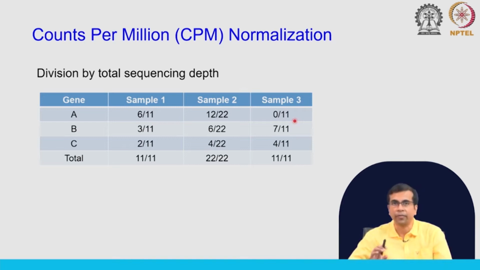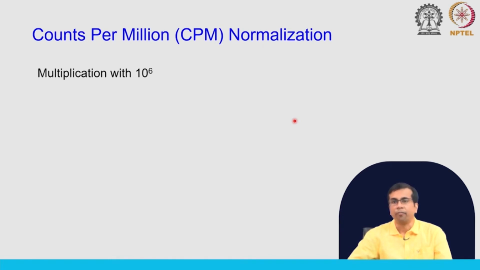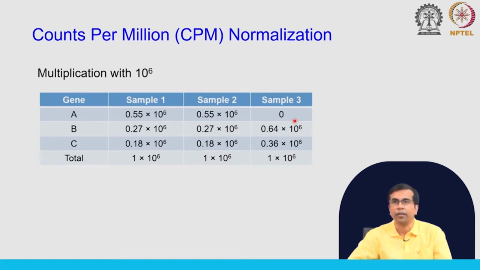This is just an example with a very small number of genes, and we do the same thing for real data sets where you have thousands of genes. Once we have divided, we just multiply with 10 to the power 6, and you get these answers. What you notice here is that the total comes to 1 into 10 to the power 6 for each sample. That is what we want to do. We want to normalize for the sequencing depth that was variable between these 3 samples, and we have reached the same total sequencing depth.